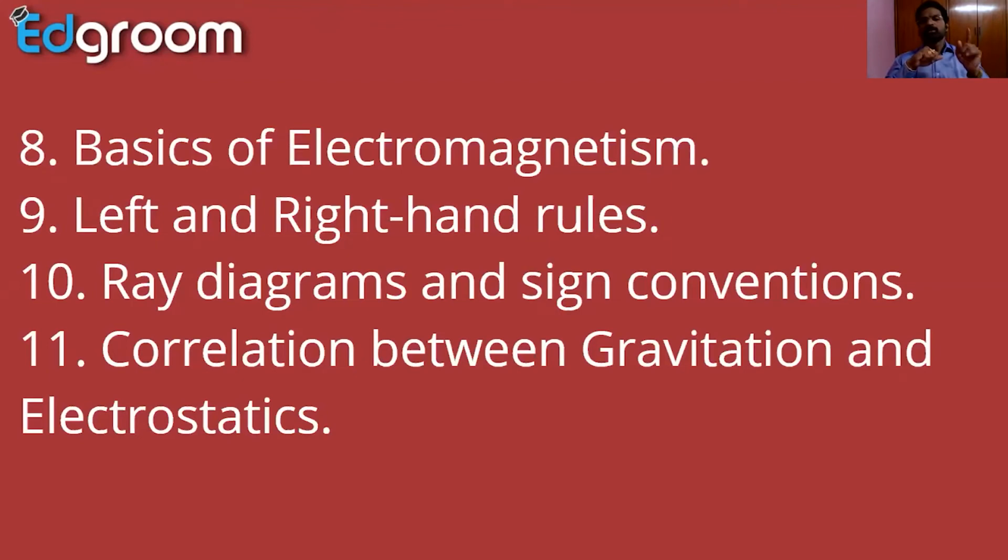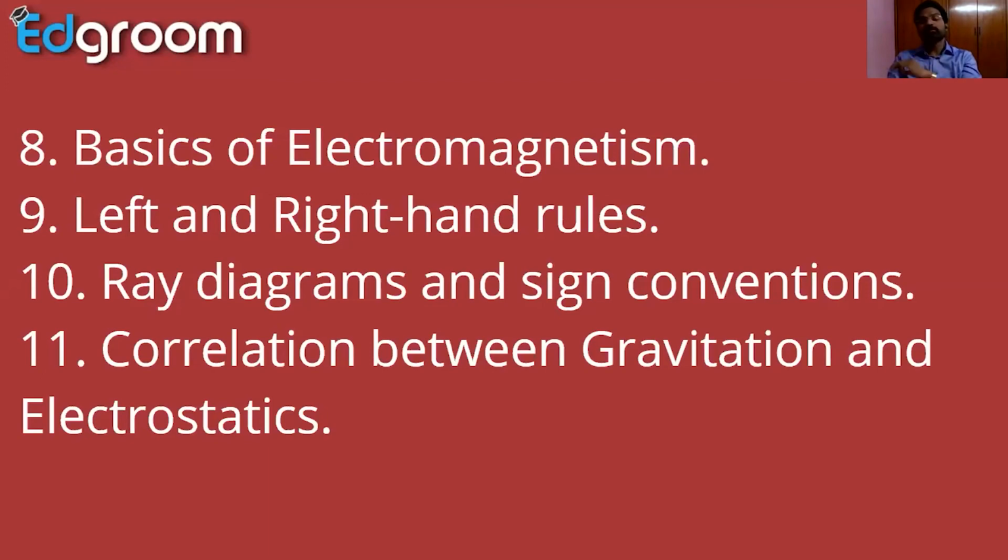And the last point, this is a very, very important point: correlation between gravitation and electrostatics. So we have similar formulae in gravitation and electrostatics. Suppose you see electric intensity varies with distance for a non-conducting sphere in electricity. That is similar to a solid sphere in gravitation.